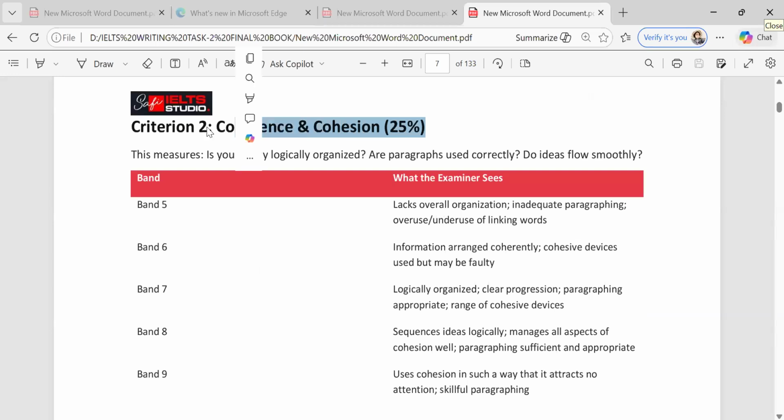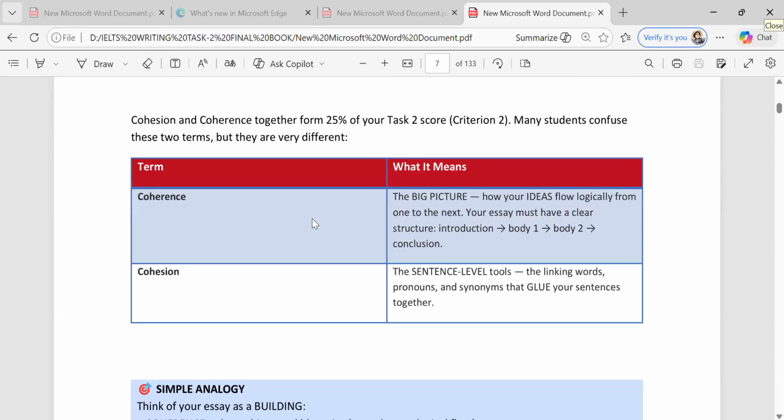Again, coherence and cohesion carries 15% of your score. So coherence and cohesion, what does it mean? This measures: is your essay logically organized? Are paragraphs used correctly? Do ideas flow smoothly? These are the questions the examiner asks. Band 5, band 6, band 7, and so on.